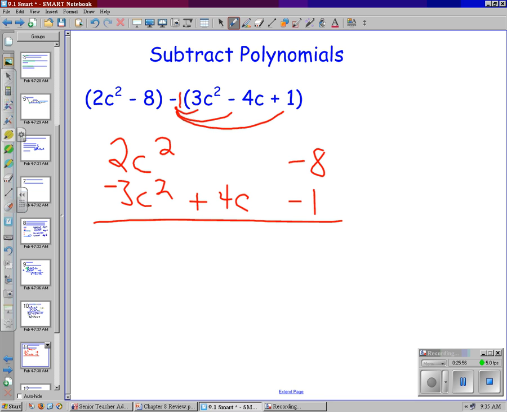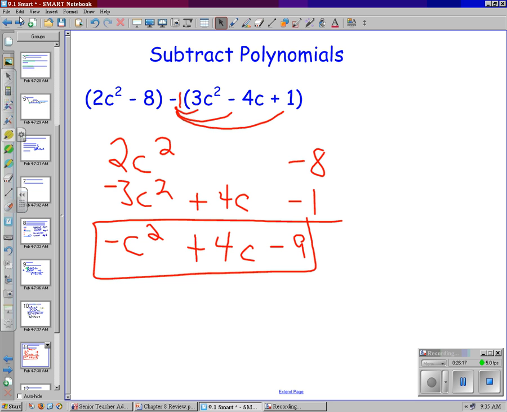How cool. Now I can just add the coefficients together. So on this first one, what do I get for my term? Negative c squared. Then I get plus 4c. And finally, minus 9. Put a box around your answer, and you are finished with that one. Isn't that cool? Just change the subtraction problems to addition. You're done. They're all addition problems.